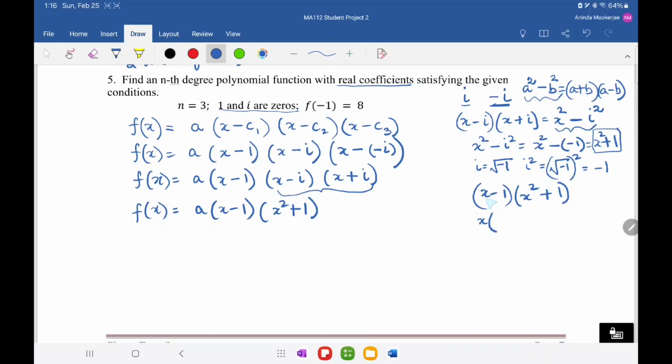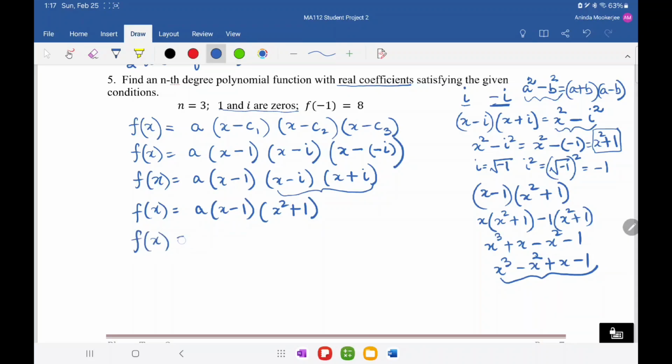All right, so just write it down. It makes things so much easier. x times x squared plus 1 and then minus 1. Take the second term of the first binomial, which is -1 times x squared plus 1. Multiply it out, we get x cubed plus x minus x squared minus 1. And now I'm just going to rearrange this in proper polynomial order. So x cubed, minus x squared before plus x minus 1. So now I have it in polynomial order. I'm going to write it out as f of x equals a times. So what I did was multiply x minus 1 times x squared plus 1, and I got x cubed minus x squared plus x minus 1.